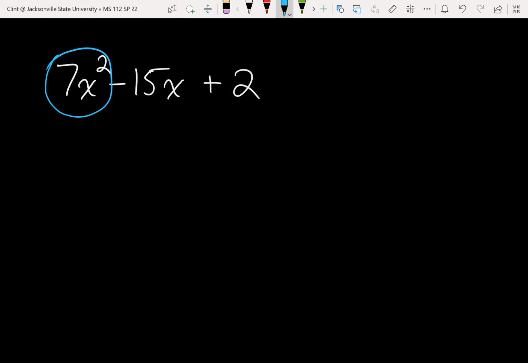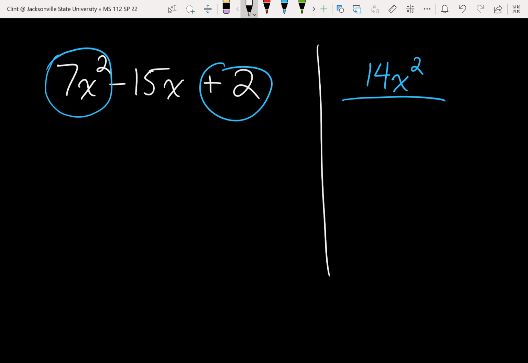I'm going to multiply my first and last terms together. So that would be 14x squared. Now I want to find factors of 14x squared that will add together and give me negative 15x. So 14, let's see what factors we've got. We've got 1 and 14, 2 and 7. That's it. So that one's not too bad either.